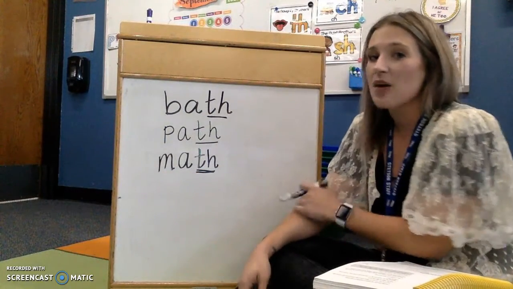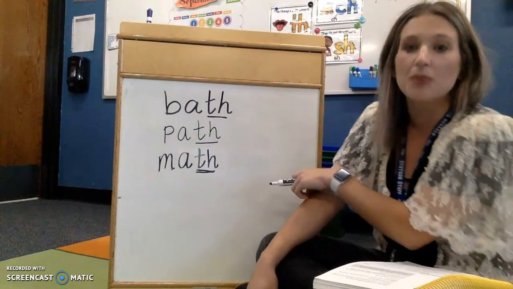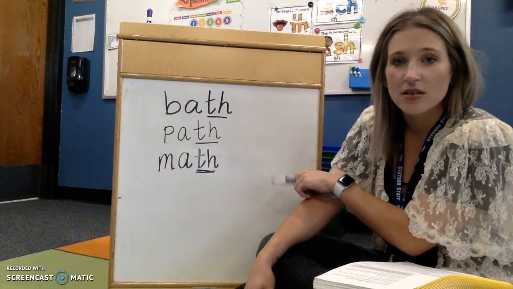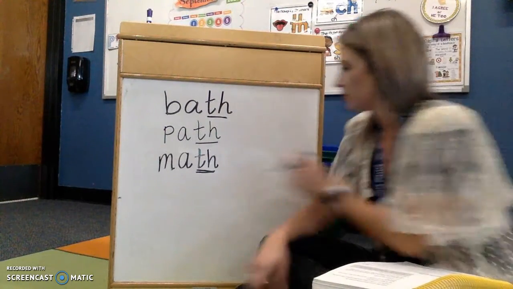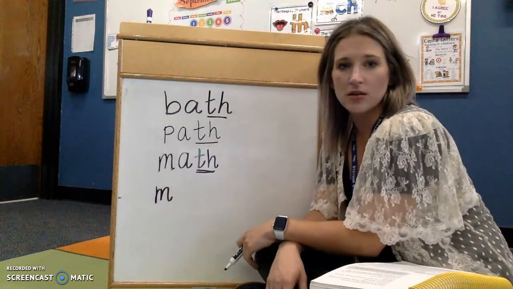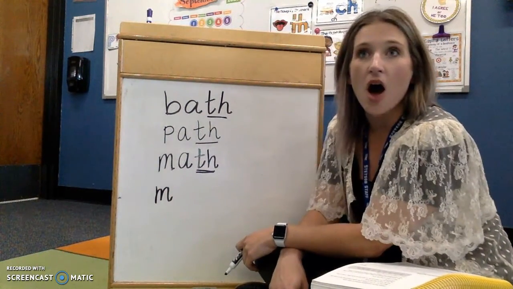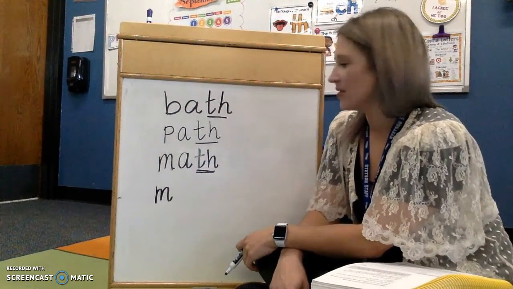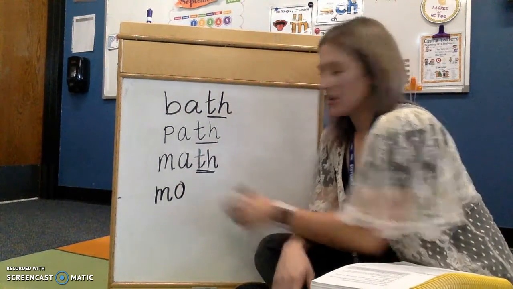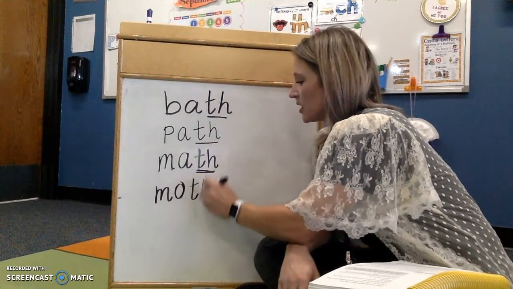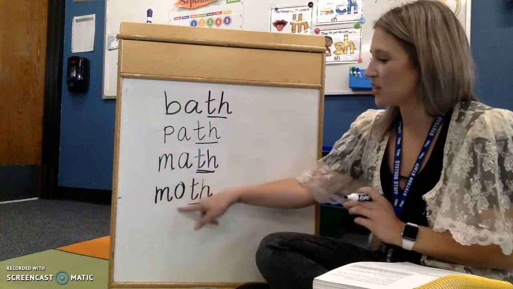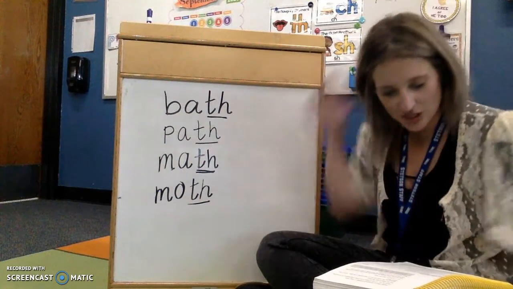All right, now I'm going to change the word math to the word moth. Moth. What says aw? Oh, like octopus. And then our TH. Moth. And I changed the middle sound. Finally got to change that one.